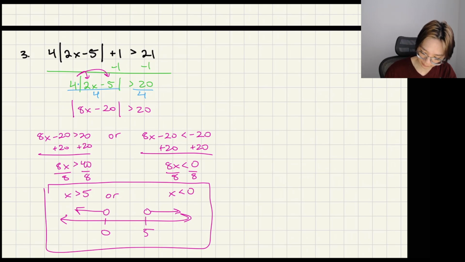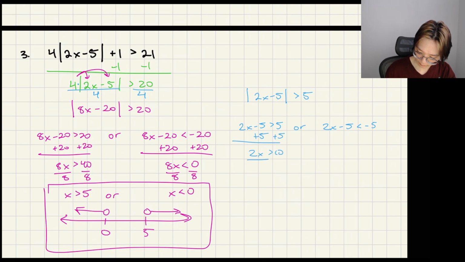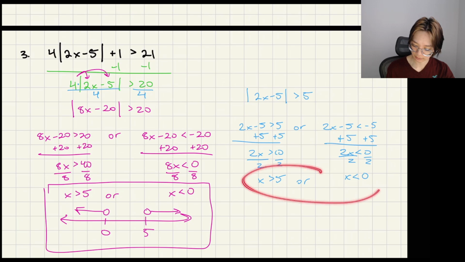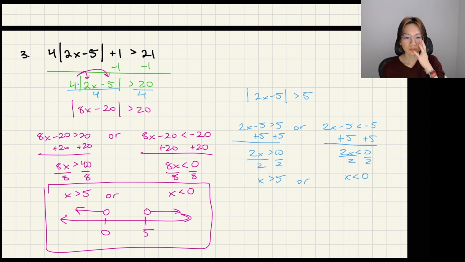So if we divide by 4, what we have over here now is absolute value of 2x minus 5 is greater than 5. Now we can split it into our 2 equations. It's greater than, so it's or. 2x minus 5 is greater than 5. 2x minus 5 is less than negative 5. Solving the same way. X is greater than 5, or x is less than 0, which is the same exact thing as over here. So, 2 different ways.